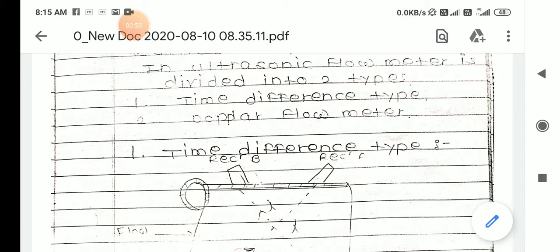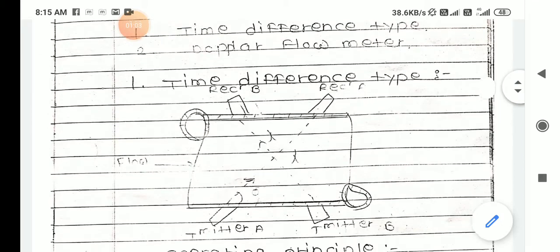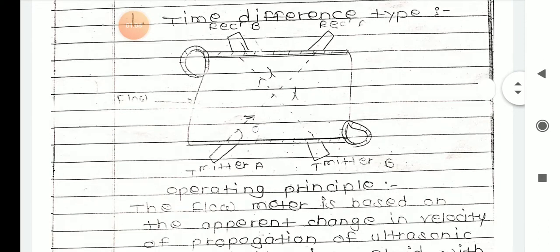The ultrasonic flow meter is divided into two types. First one is the time difference type. Second one is the Doppler flow meter. First we will discuss the time difference type. In the time difference type, the operating principle is as shown in the figure; you can observe the diagram.